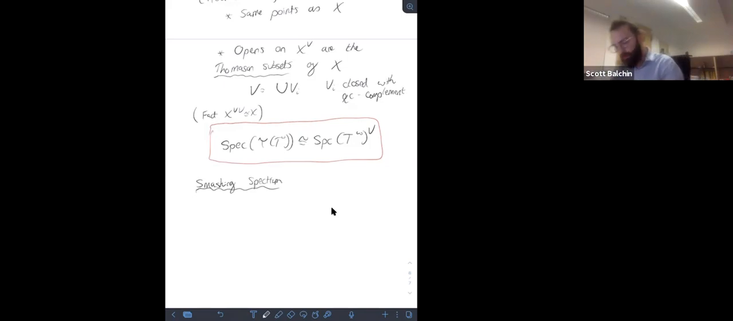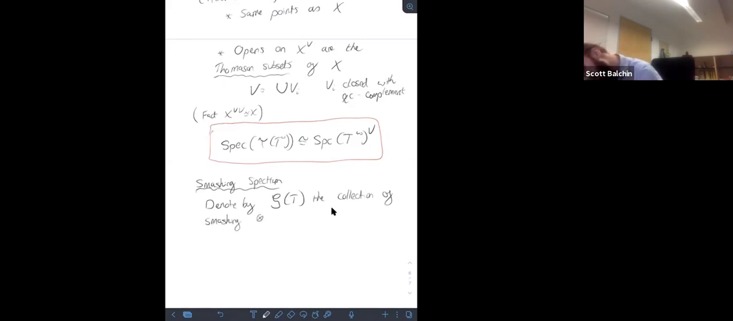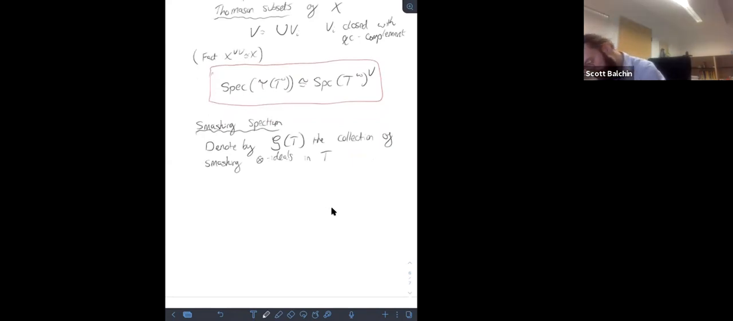So we're going to denote by, I'll try to use a very exaggerated S of T, the collection of smashing tensor ideals in our big TT category T. So just to recall, this means that S, I, is a localizing subcategory, and two, we have a right adjoint R of I preserving coproducts.